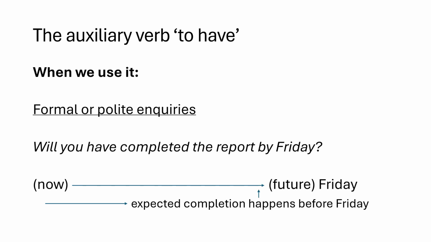We use the future perfect to sound polite or indirect, especially in questions. For example, will you have completed the report by Friday? This timeline shows the polite inquiry is made now and the action is expected to be completed by that point in the future, by Friday. The speaker is not demanding, just checking expectations.